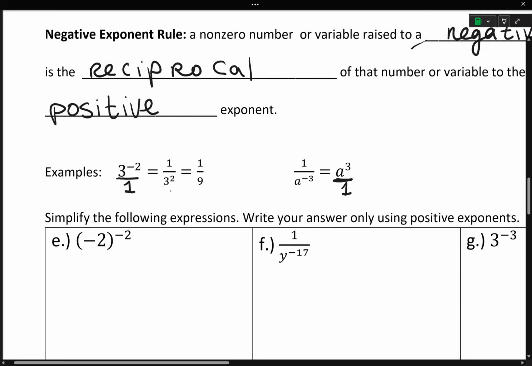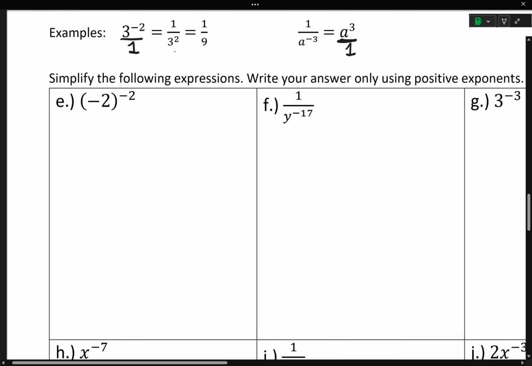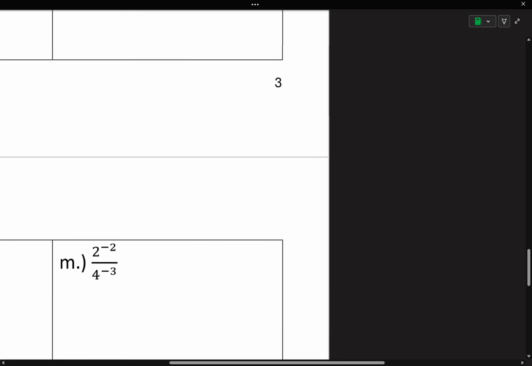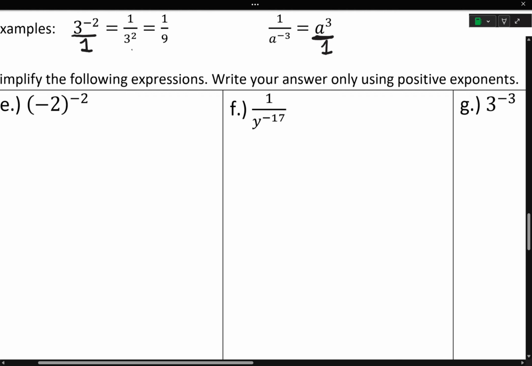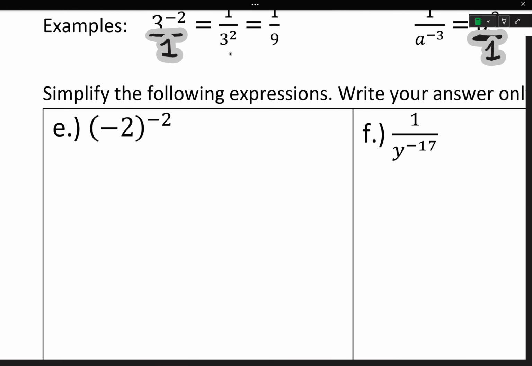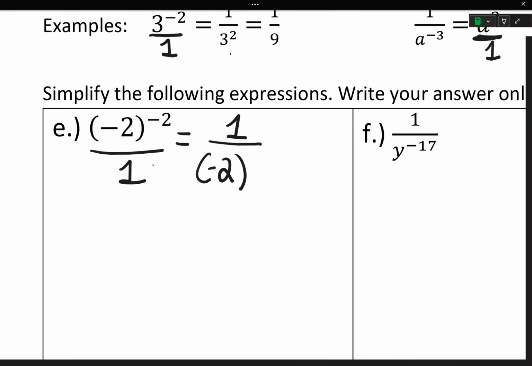Let's do some examples. Letter E, we got -2 to the power of -2. Since -2 is in parentheses, we will keep it that way. Okay. So first, I'm going to rewrite it as a reciprocal. 1 over -2, and I'm going to make sure the exponent is positive. Okay, now that I've rewritten it, these are all numbers, there's no variables, I can solve it. -2 to the power of 2 is 4. Our answer is 1/4.